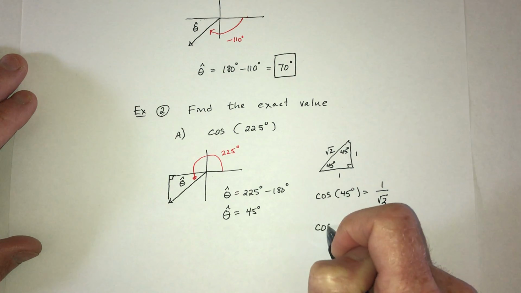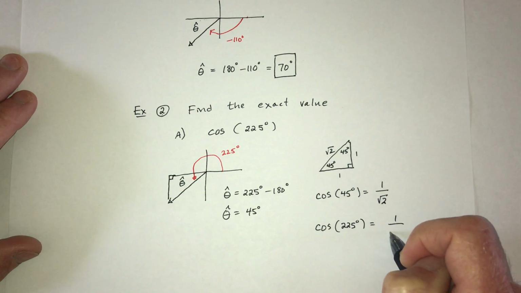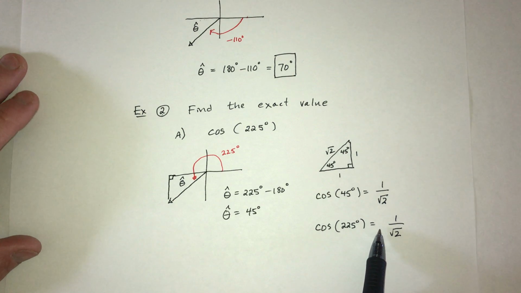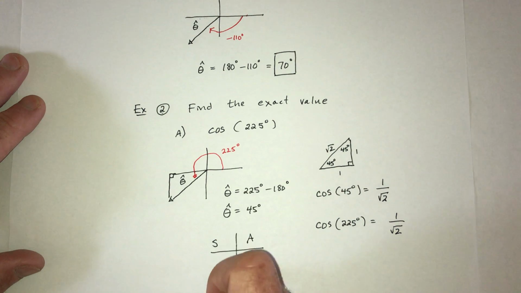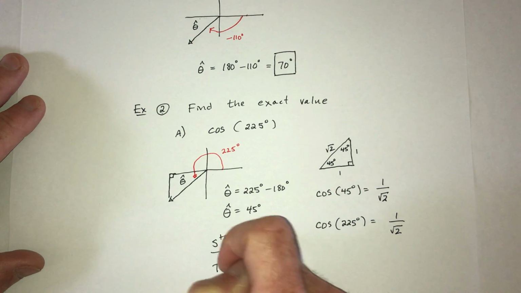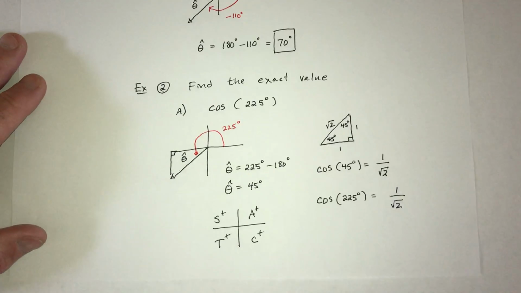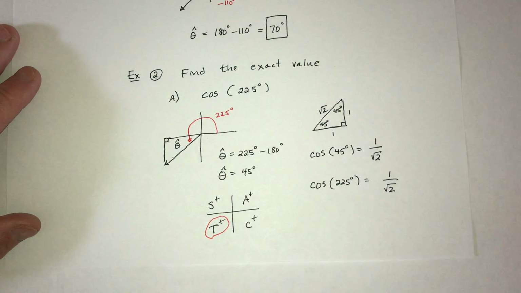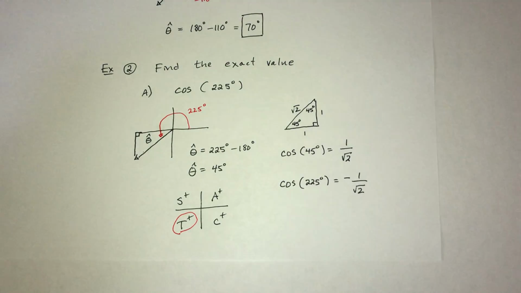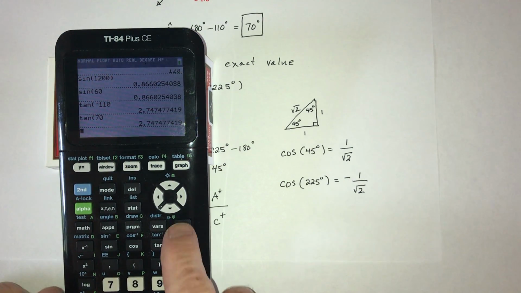Now the answer for cosine of 225 degrees will equal the same fraction, but this one might be negative or might be positive. That's where we use a smart trig class, which tells you when they are positive. This is in quadrant 3. That means tangent is positive, and cosine should equal a negative. So the answer should be negative 1 over the square root of 2. That's my exact answer.